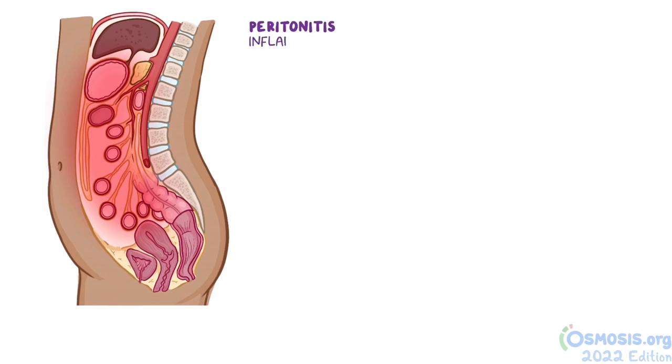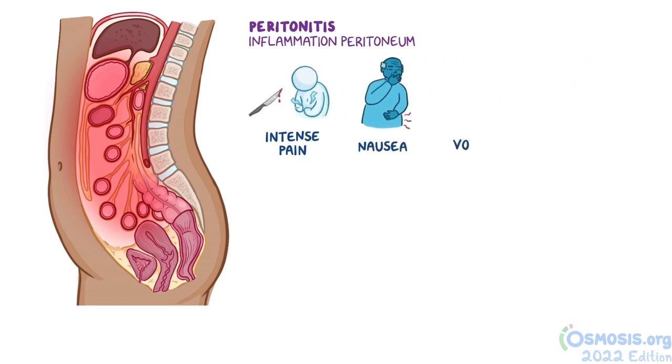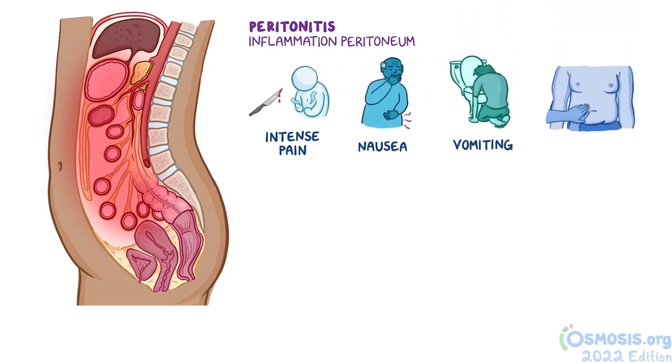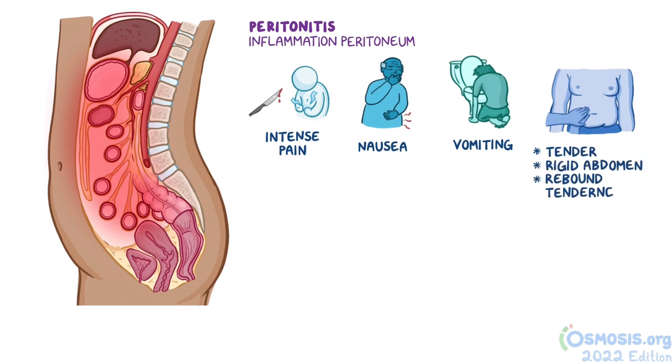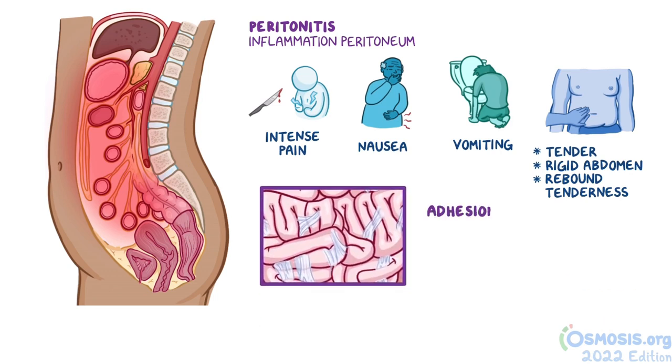Peritonitis is inflammation of the peritoneum, where individuals can present with intense pain in the abdomen, nausea, and vomiting, and clinical signs include a tender, rigid abdomen with potential rebound tenderness. When the peritoneum is damaged, the peritoneal surfaces can develop fibrous or scar tissue, leading to adhesions which can limit the movements of the abdominal viscera.